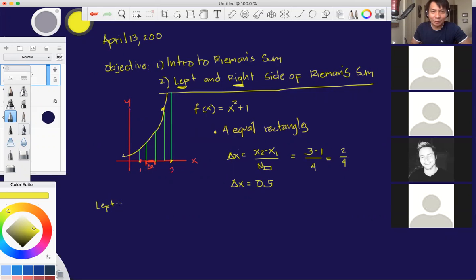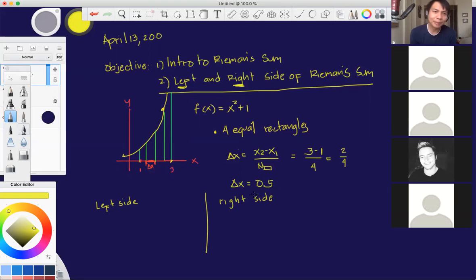All right, okay, so let's try to use the left side. When we try to use the left side, what does that mean? Any ideas, guys? When we talk about left side, and let's talk about the right side. Let's take a look at first, what does the left side and the right side mean? You'll be using the left side of your points. So that would be 1, 1.5, 2, and then 2.5.